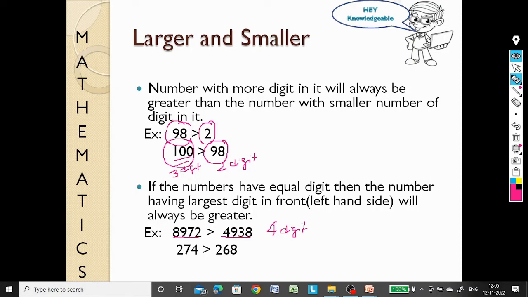How will we know which one is greater? So you see the leftmost number. So this is 8 and this is 4. Which one is greater? 8 is greater. So if 8 is greater, this number will always be greater.